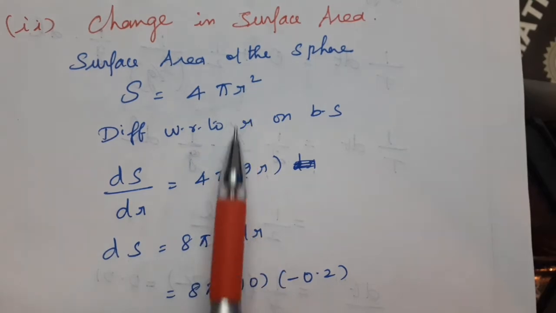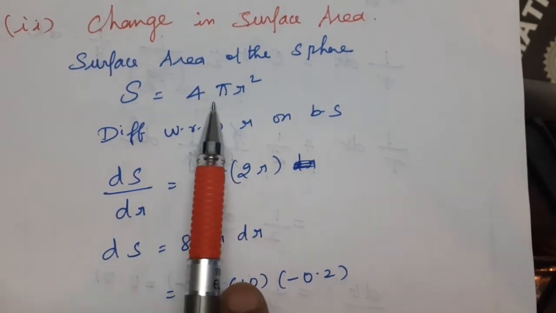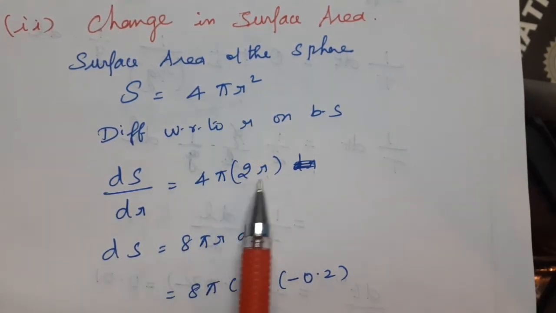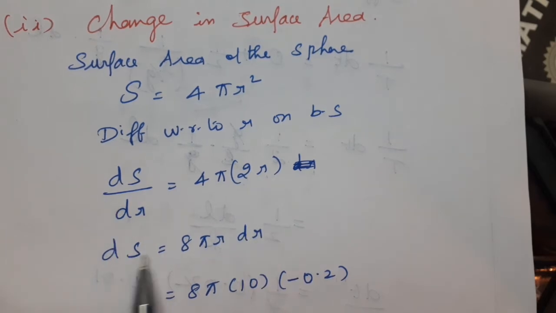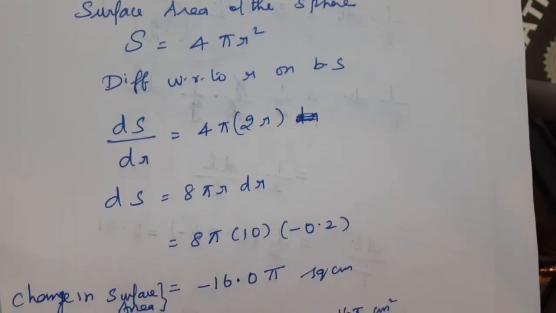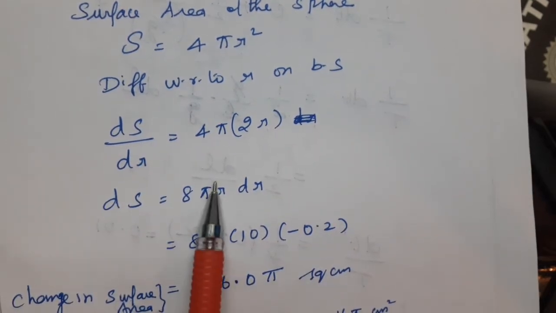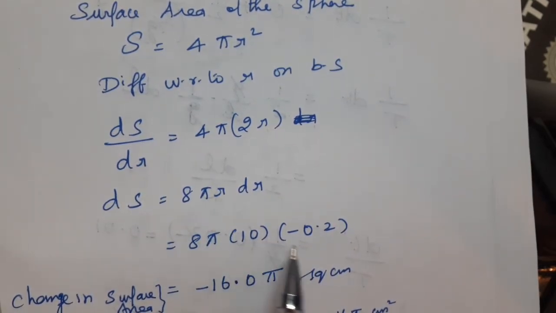If you differentiate r square, what does it become? 4 pi is constant, and r square differentiates to 2r. Now dS equals 8 pi r dr, since 4 twos are 8. Now what is our r value? The r value is 10, and dr is minus 0.2.